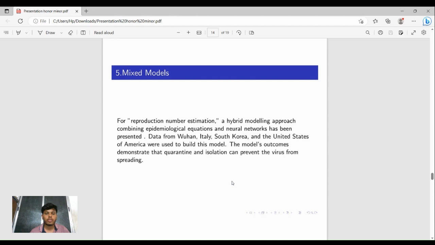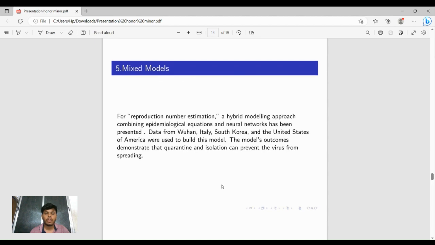For reproduction number estimation, a hybrid modeling approach combining epidemiological equations and neural networks has been presented. Data from Wuhan, Italy, South Korea, and the United States of America were used to build this model. This model's outcomes demonstrate that quarantine and isolation can prevent the virus from spreading.